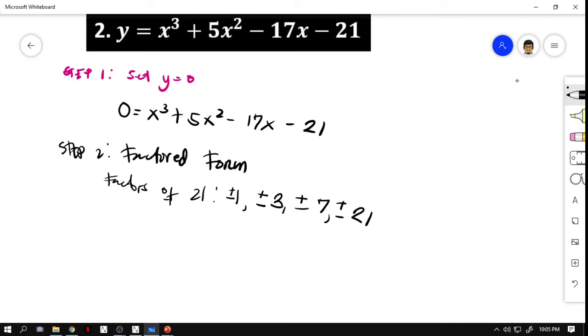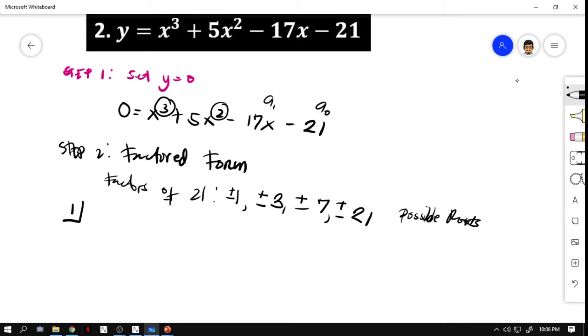So, that's what we call the factors of 21. Now, next, with that, kuha ka ng isa sa mga 'to because these are possible solutions, pwedeng maging roots. So, kuha ka lang ng isa. Say, let's begin with positive 1. If you have positive 1, observe the order: 3, 2, 1, and constant.